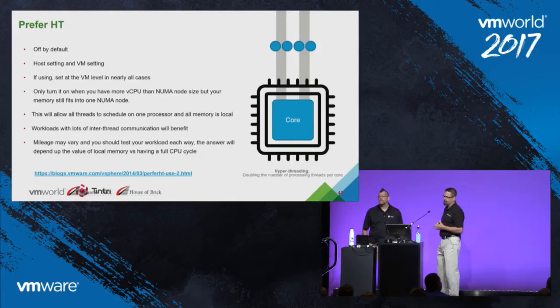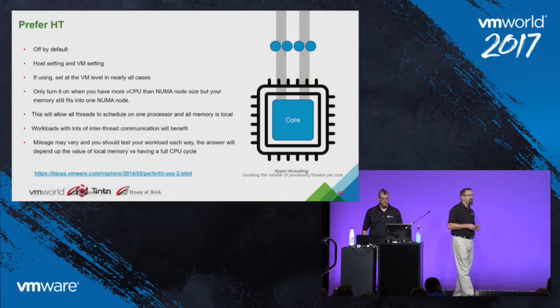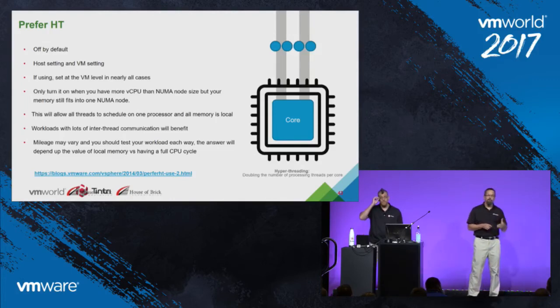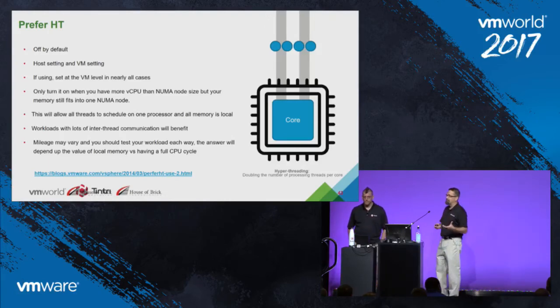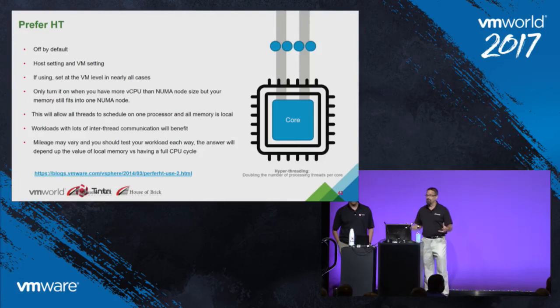In most cases, the default answer from VMware is to turn it off. In nearly every case, that is the right answer. There are a few edge cases where the advantage of being in one NUMA node is greater than the lack of processing power, because you only get a small bump from using hyper-threading. You don't get an extra full processor. You only get between a 20 and 25% performance bump on that.